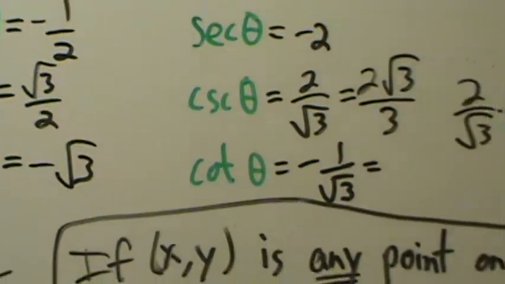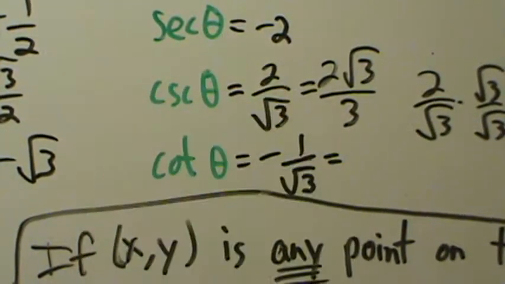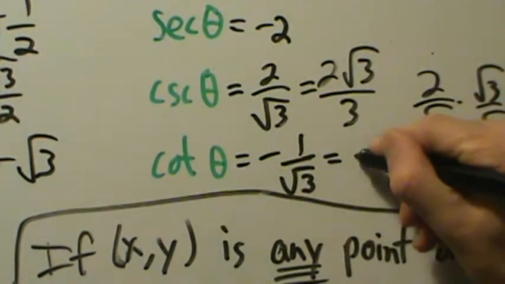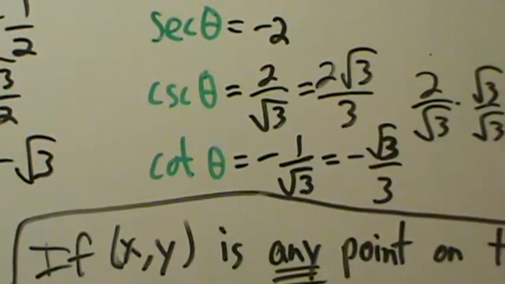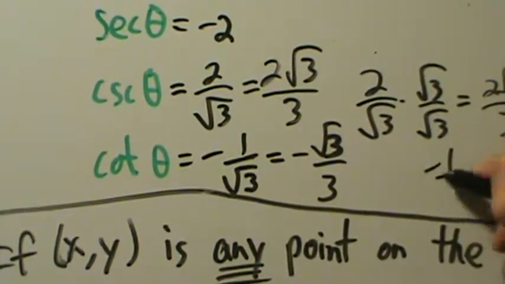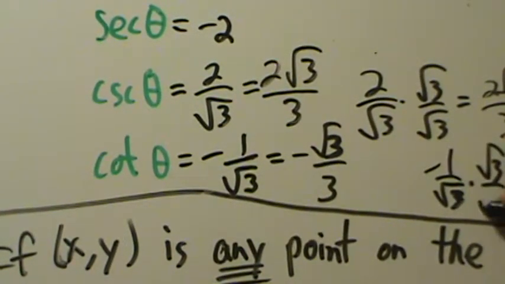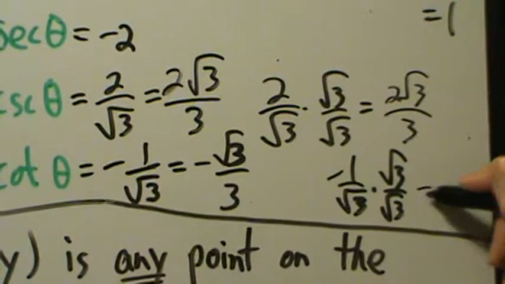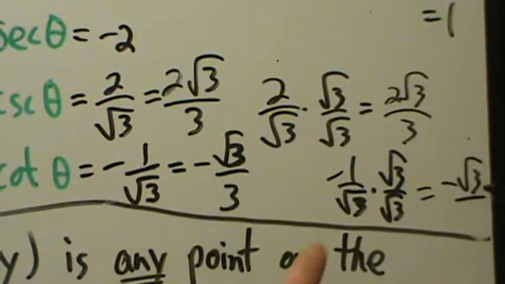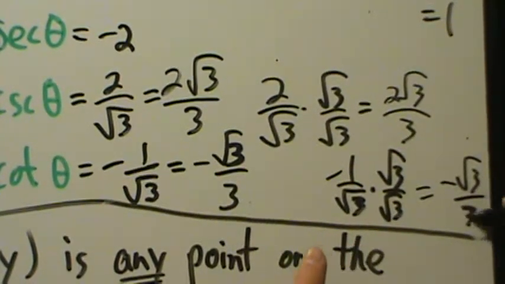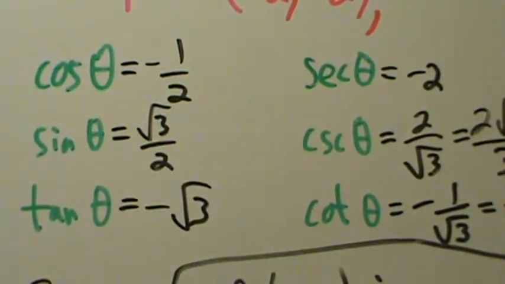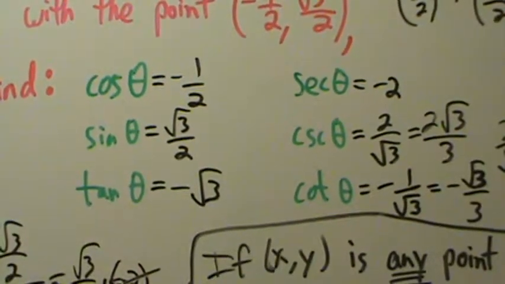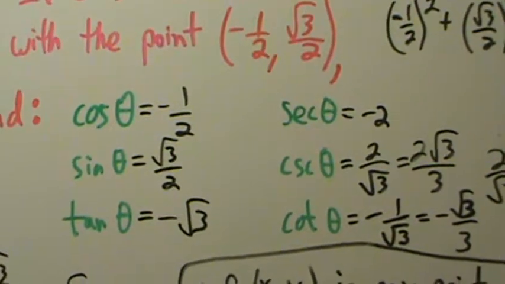Or again, if you want to rationalize the denominator, multiply the top and the bottom by root 3, so then you get negative root 3 over 3. Because negative 1 over root 3 times root 3 over root 3 equals negative root 3 on top, and then your root 3 times root 3 is just 3, so that's what you end up with there. So anyway, zoom back out a little bit. That's example one. We'll do one more quick example with a different point.